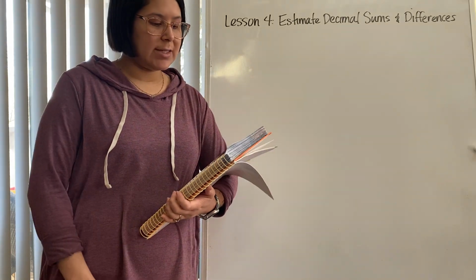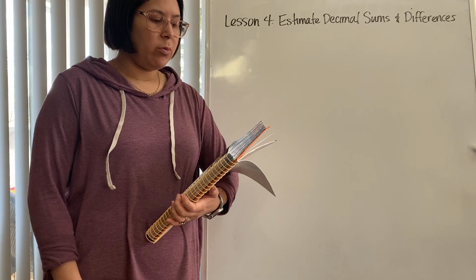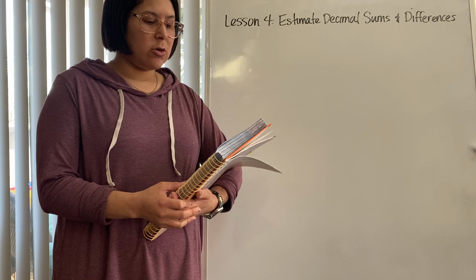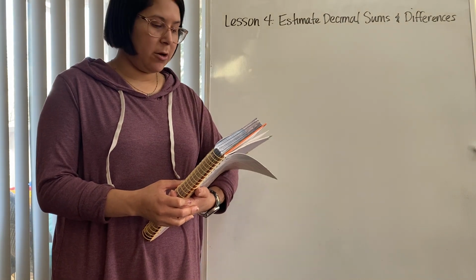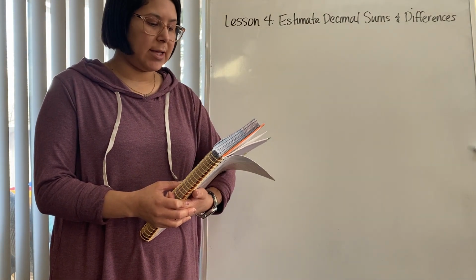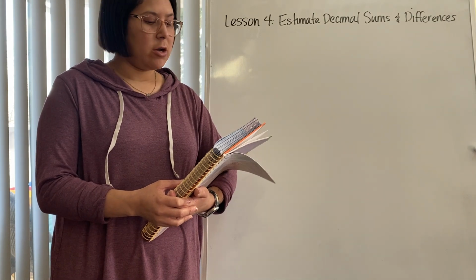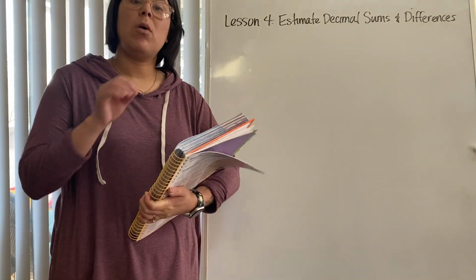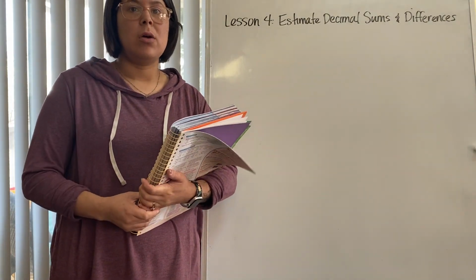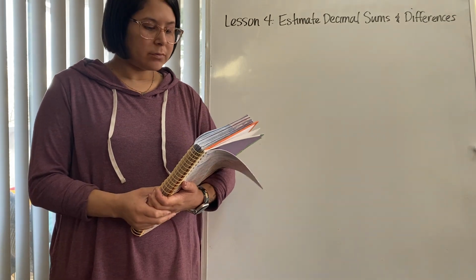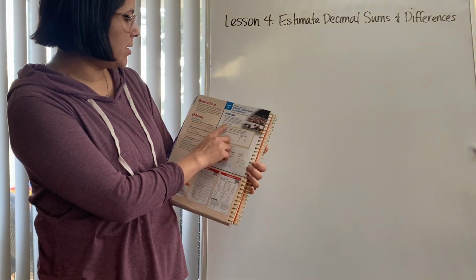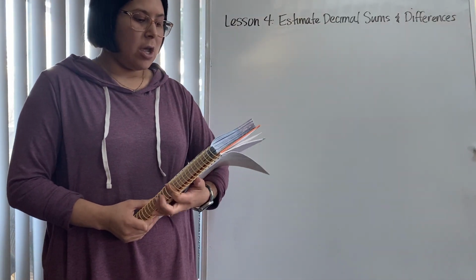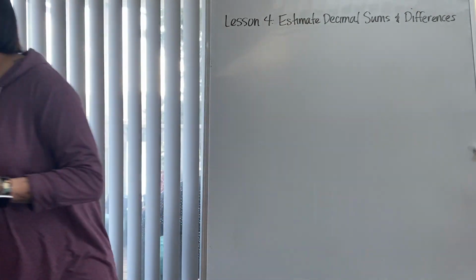It says, in a race, the second place finisher was about 0.038 seconds behind the winner. The third place car was about 0.139 seconds behind the winner. About how many seconds behind the second place car was the third place car? So there's a key word there. It says about. About means round. They don't want to know the exact answer. They just want to know a general answer. So here it says estimate 0.139 minus 0.038.